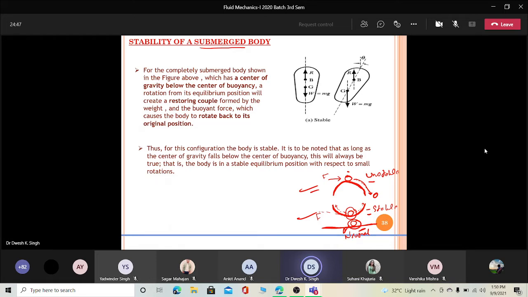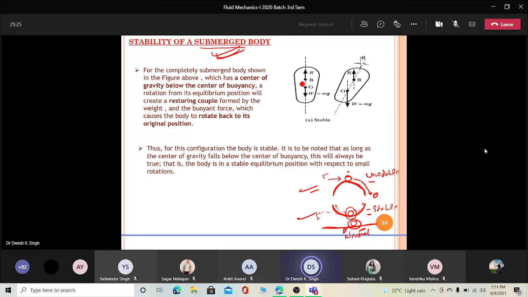Let us move to practical applications of this topic. We have the ship, we have devices used inside the fluid, and some that are partly out of the fluid, like floating bodies. That's why we sometimes require the condition for the stability of such bodies. For that, we require this concept. So first the stability of submerged bodies, then we will discuss the stability of floating bodies.